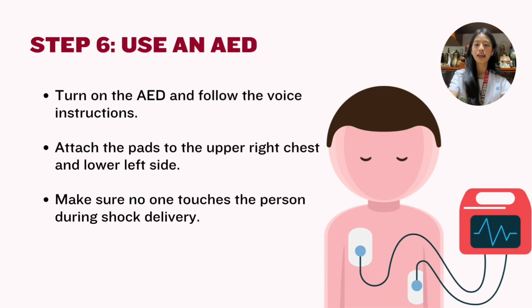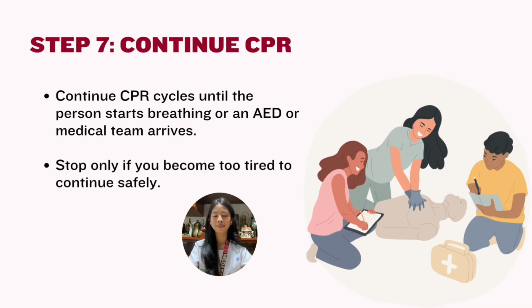Step 6. If there's an AED available, turn it on and follow its voice prompts. Attach the pads to the upper right chest and lower left side. Ensure that no one is touching the person before a shock is delivered. Step 7. Keep repeating 30 compressions and 2 breaths until the person shows signs of life, an AED takes over, or medical help arrives. Stop only if you're physically too exhausted.